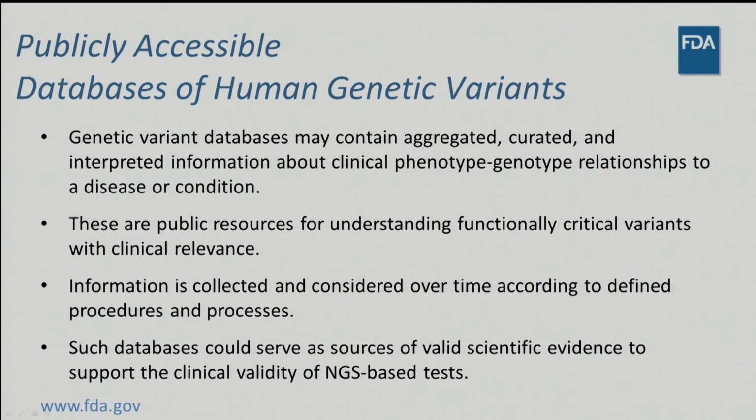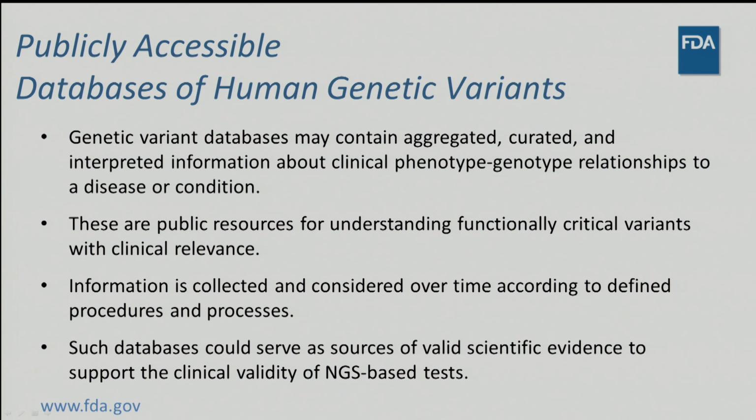NGS tests are rapidly being adopted in the research and clinical settings. This is leading to a rise in the identification of human genetic variants, including rare variants, at an unprecedented rate. Variant information, including the evidence supporting the variants, may be collected and stored in databases where the data can be annotated, curated, and interpreted for clinical significance. For example, for the identification of clinical genotype-phenotype relationships.